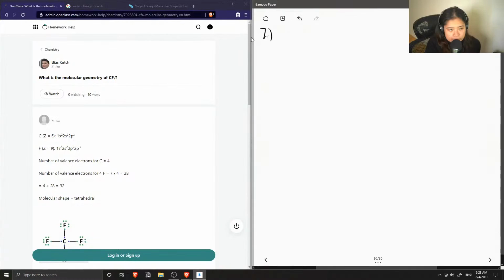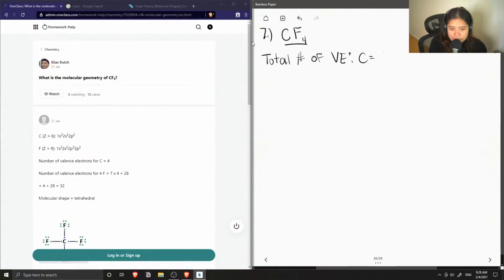Okay, so question number 7. What is the molecular geometry of carbon tetrafluoride? To answer this question, we first need to draw out its Lewis structure. In drawing the Lewis structure, we need to find the total number of valence electrons.